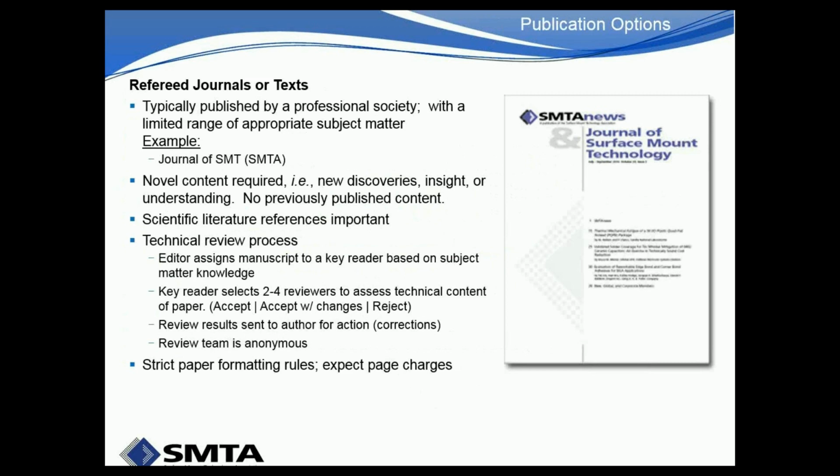Publication options. Typically, you can publish in journals or text. These are the first sources of publication. Refereed journals or texts are typically published by a professional society with a limited range of appropriate subject matter, for example, the Journal of SMTA. For this format, novel content is required. New discoveries or insights or understanding is the focus and cannot be previously published.